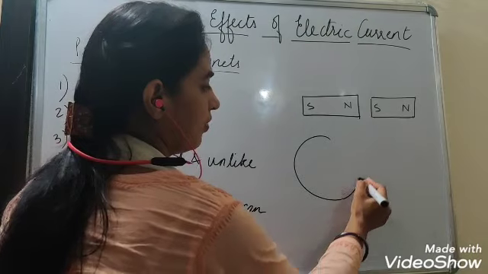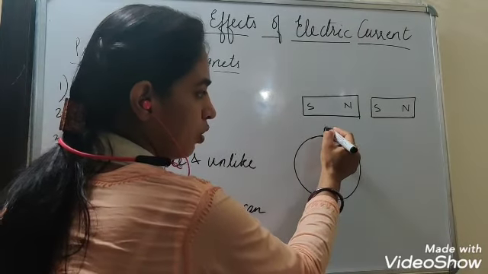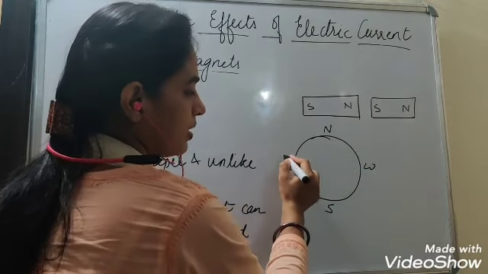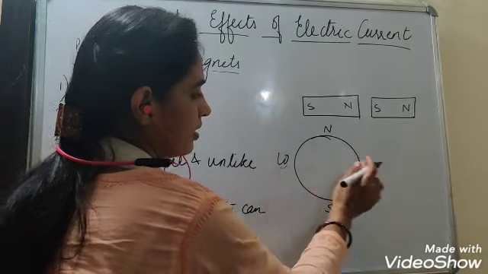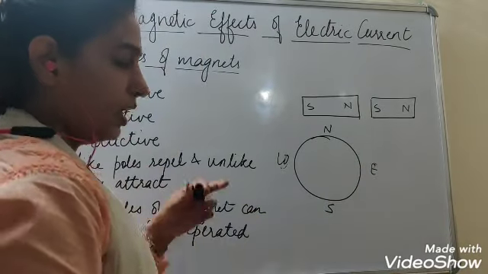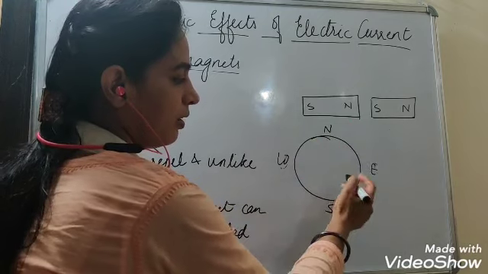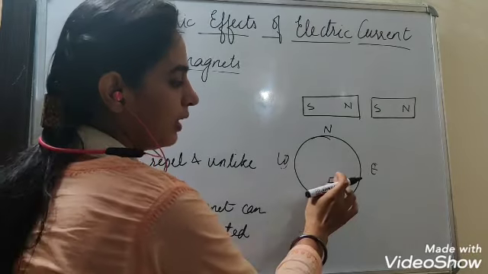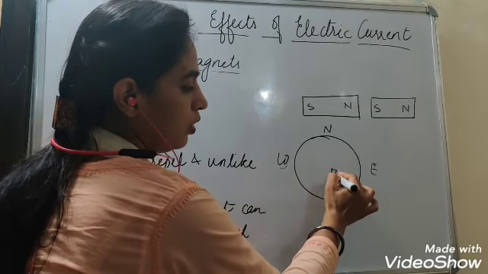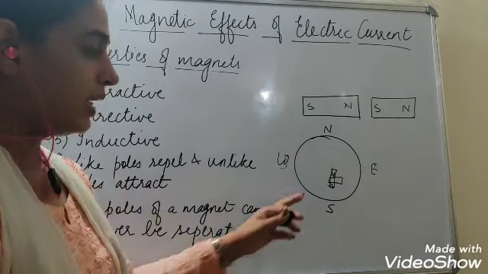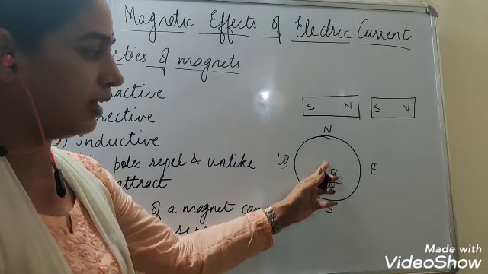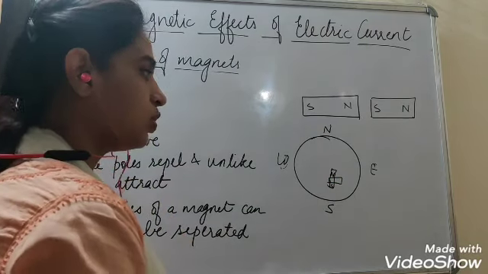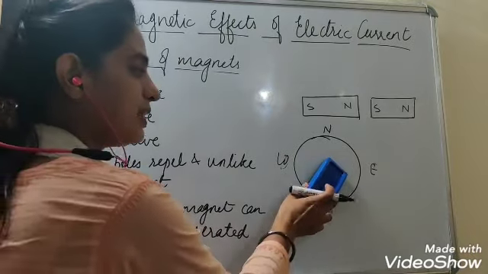We studied this, that if this is the earth and this is the geographic north, this is the geographic south of the earth, this is west, this is east, then if you suspend a magnet somewhere, leave a magnet like this, then automatically it will settle in the north-south direction. Its north pole will point towards the geographic north and its south pole will point towards the geographic south. How does this happen?